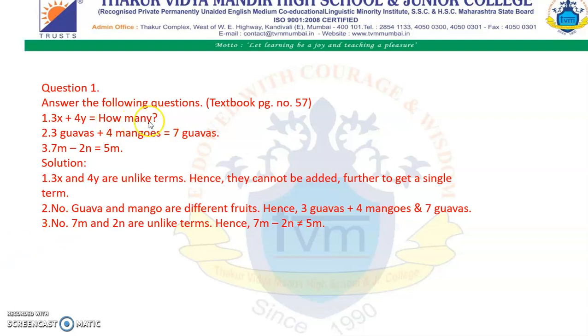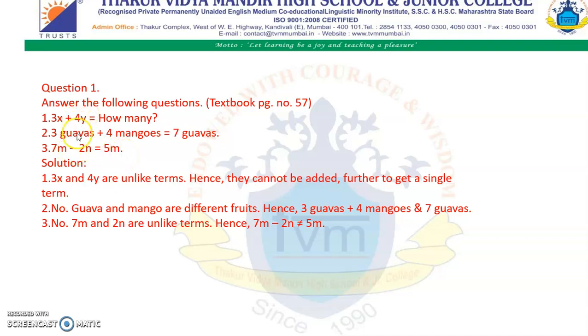Now question number 1. Answer the questions. Suppose 3x plus 4y is there. Can we add this? Or if we can add, then how many are they? 3 guavas plus 4 mangoes, is it equal to 7 guavas? 7m minus 2n equal to 5m?